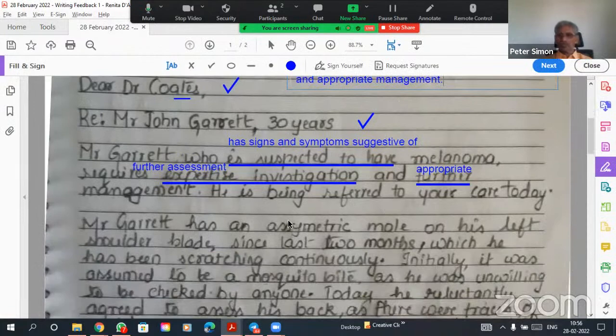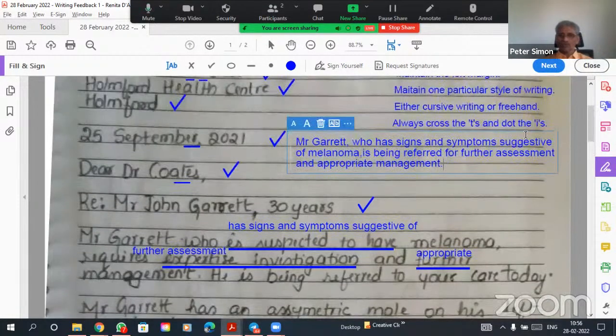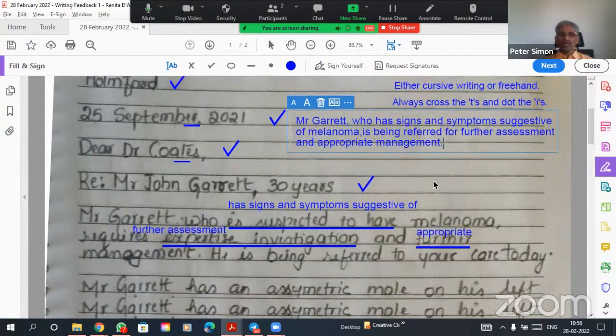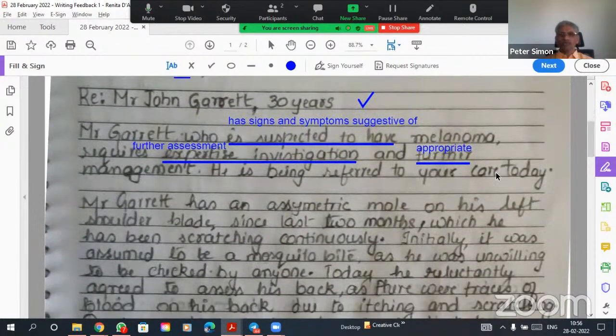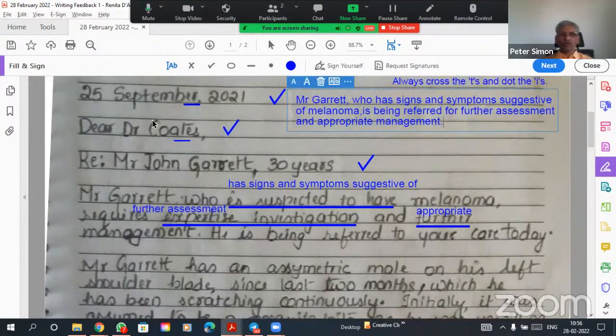One sentence, it is clear. Is being referred has come from the previous one. So is being referred directly. So for means requires, for that purpose. For means purpose. So no need for anything else. To your care today. Your is not necessary because you are writing to Dr. Coates only, so it's understood. No need to use your. Care today. Yes, care only. Further investigation, further assessment, or further evaluation. Whatever he gives in the case notes, change it and write further evaluation.